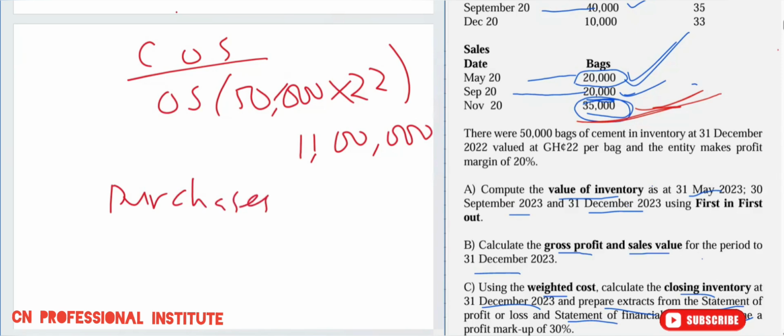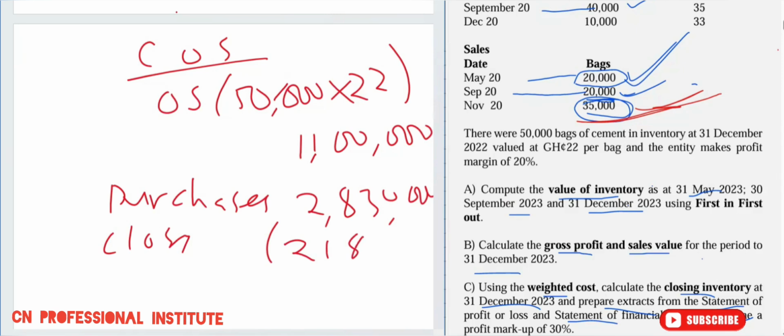Then purchases. Just go to the question and add all the purchases. If you add all the purchases, you get 2,830,000. Then we let the closing. The closing is what we just did. So into brackets, the closing was 2,180,000.